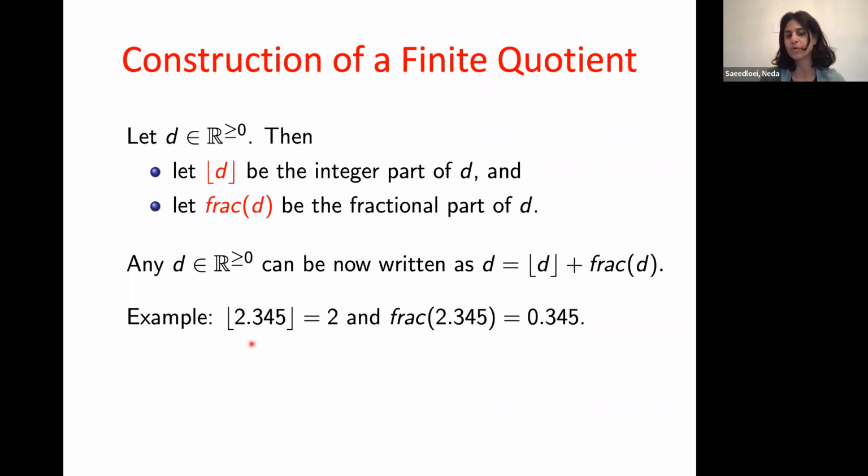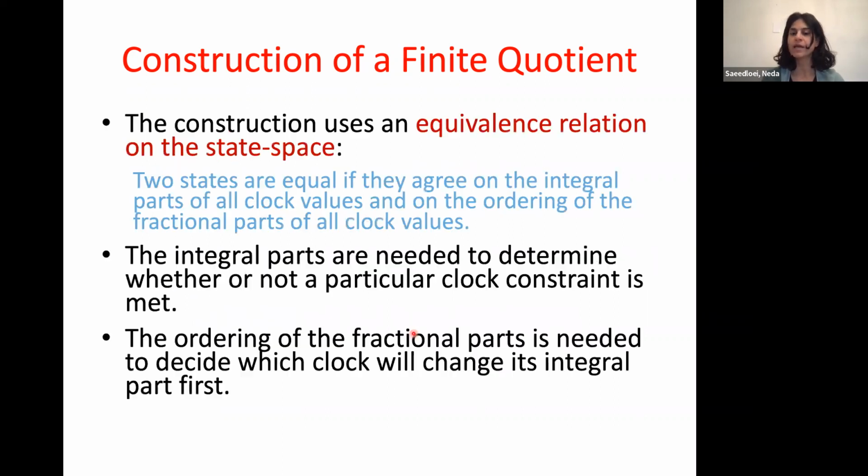If my D is 2.345, then the integral part is 2, obviously, and the fractional part is 0.345. So we said that two states are equal if their locations are the same. Moreover, they agree on the integral parts of all the clock values and also on the ordering of the fractional parts of all clock values.